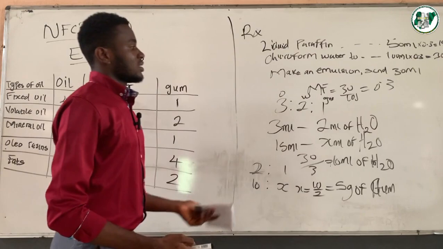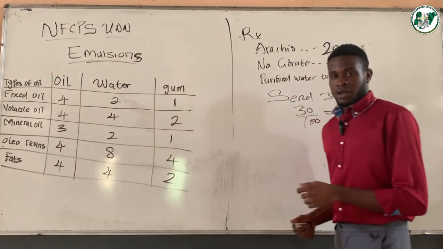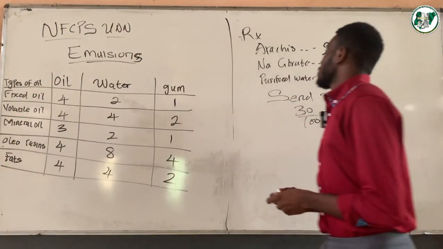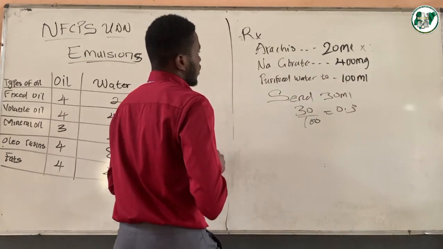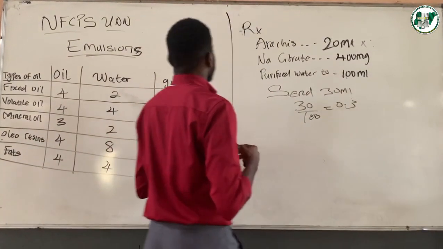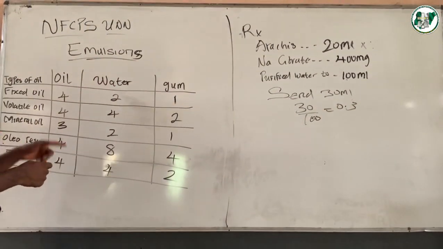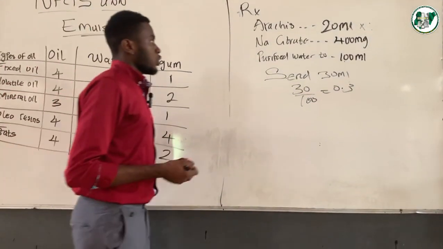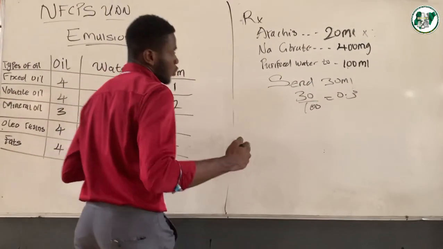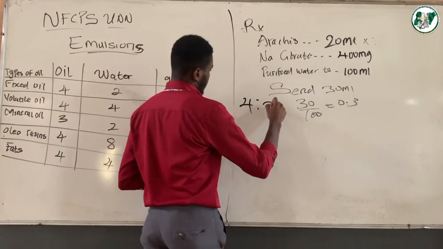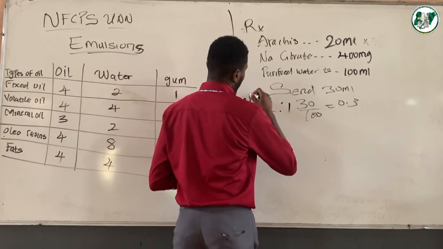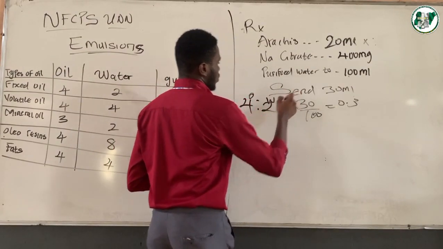So that's this for this. What's our last question on emulsions? Our prescription here talks about arachis oil. Now arachis oil is an example of a fixed oil. So you're going to use the ratio of 4:1 here again, right? 4 to 1 for our oil, water, gum, right?